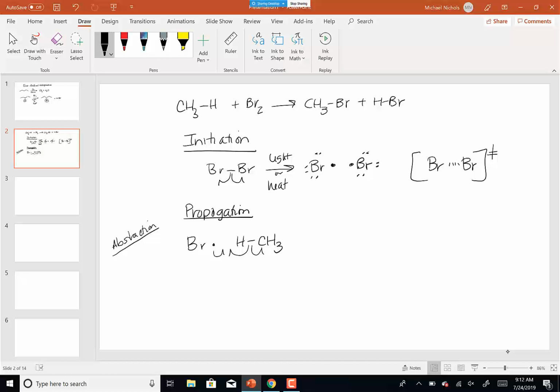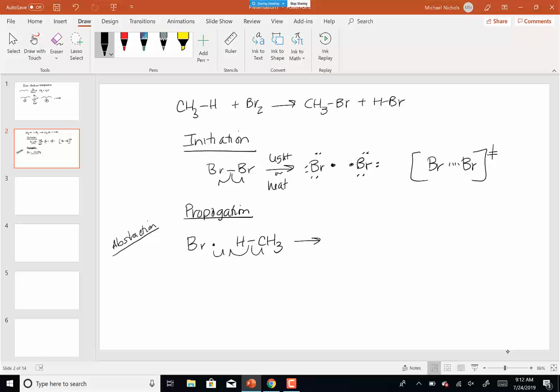So the arrows will go like this. And what I try and do is I try and write the molecule with the hydrogen, the carbon-hydrogen bond pointing at the bromine to make the arrows a little bit easier to work with. Okay.